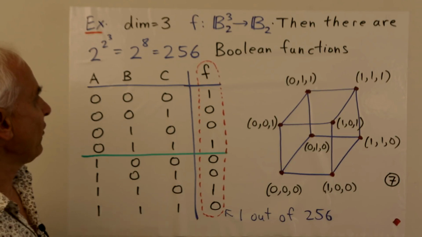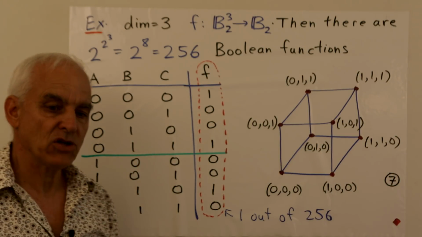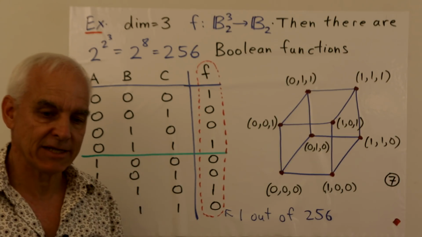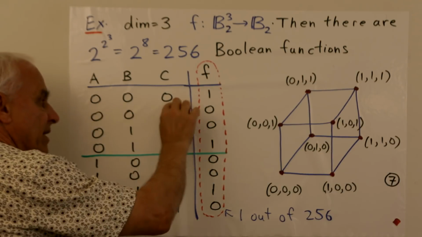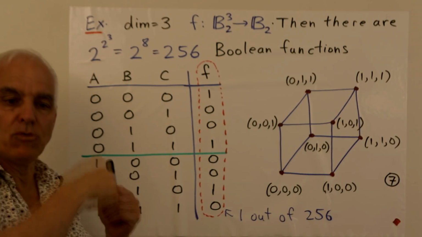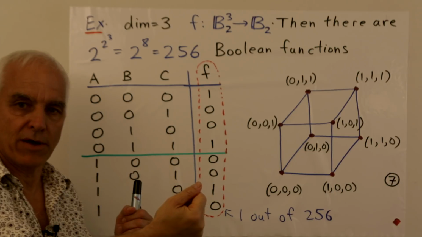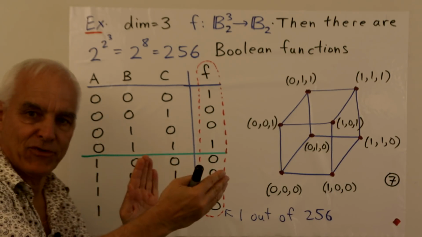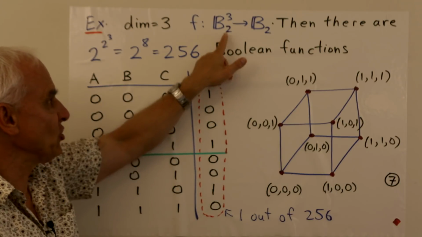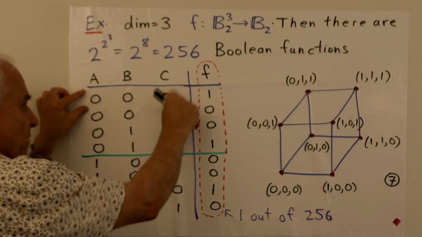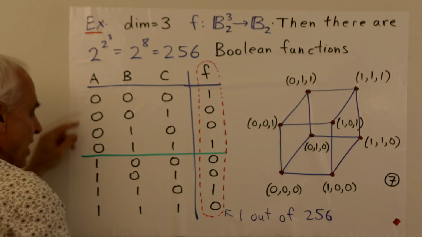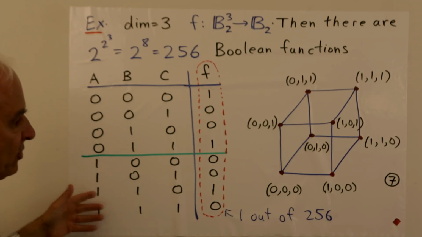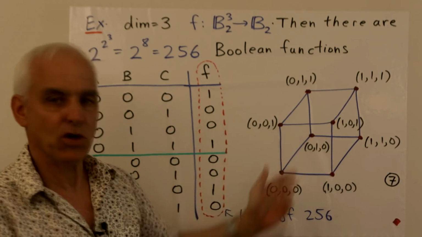Now, what is a Boolean function? A Boolean function is something that takes one of these rows and outputs either a 0 or a 1. So the rows here are like triples of zeros and ones. So that's an element of b2 cubed. And altogether the 8 elements of b2 cubed form, well, a cube.